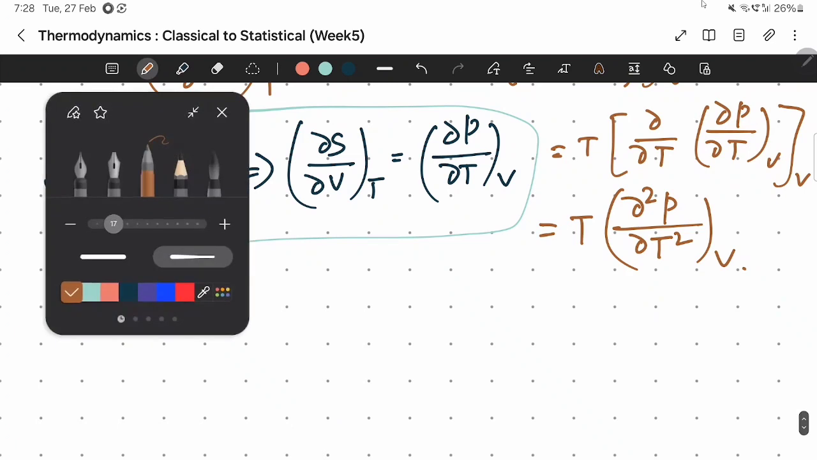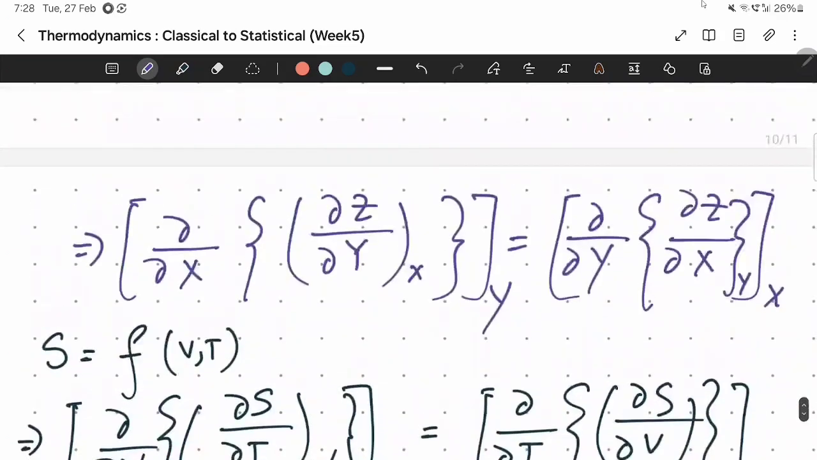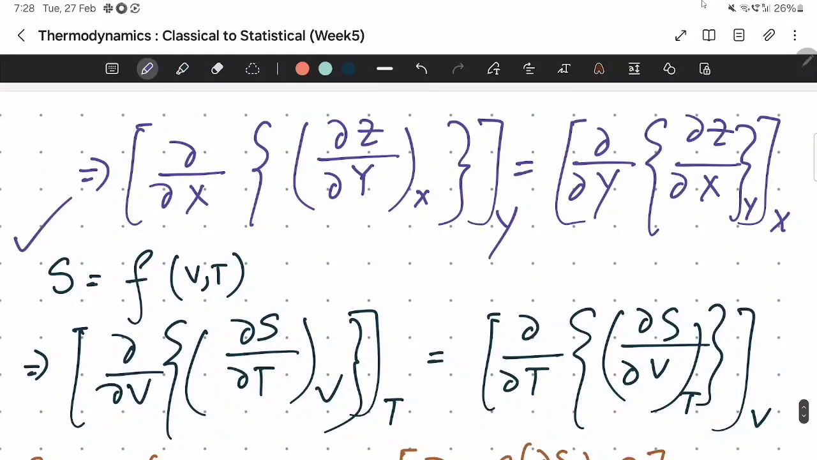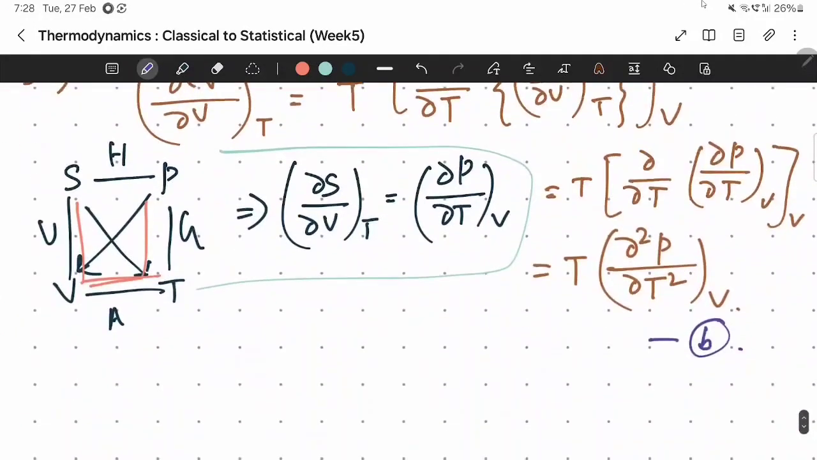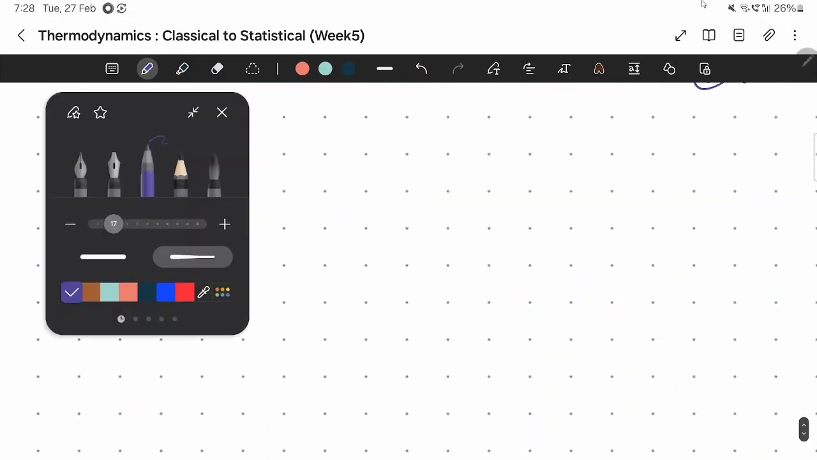So it's a very, very important question. It was a good question. We have to use this Euler's theorem, otherwise we can't find it out. Okay, so now question number 7.